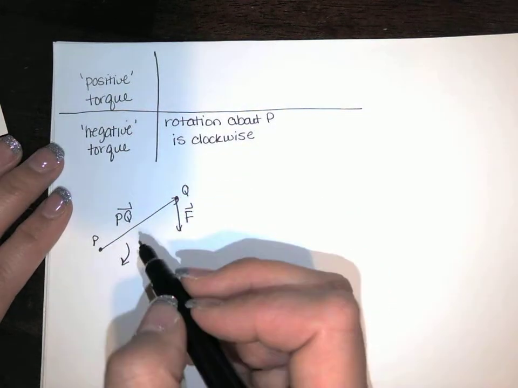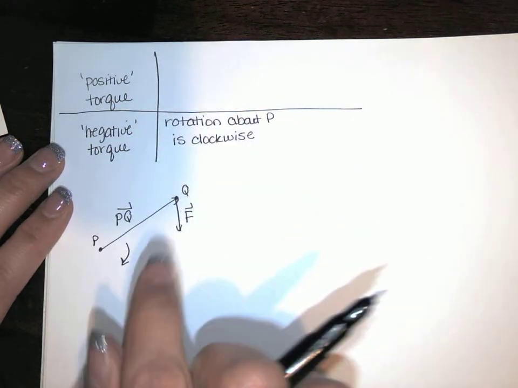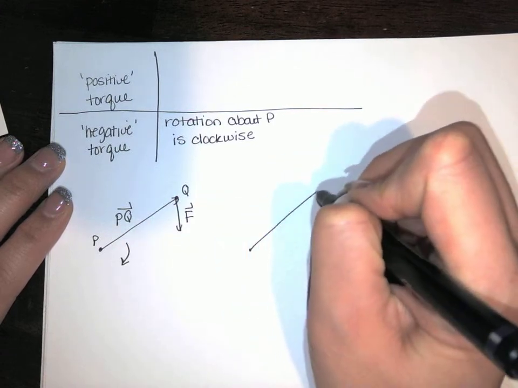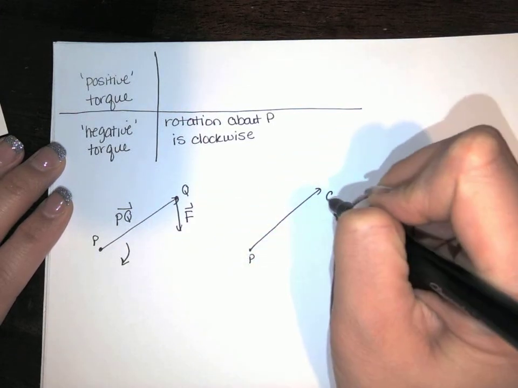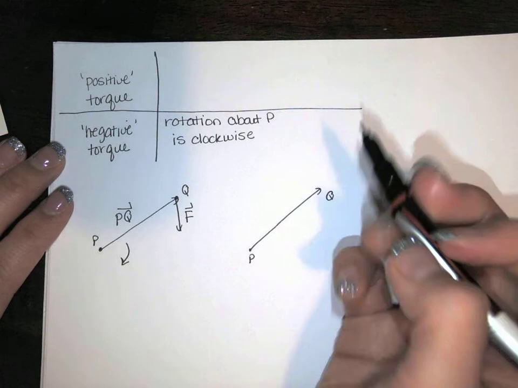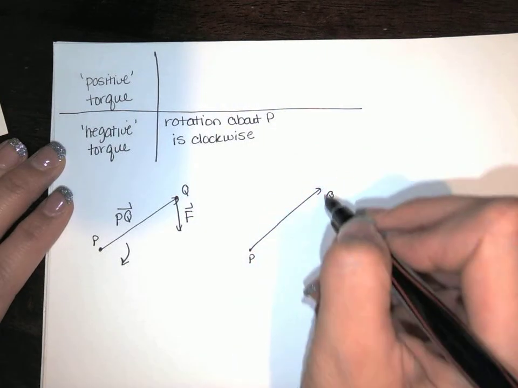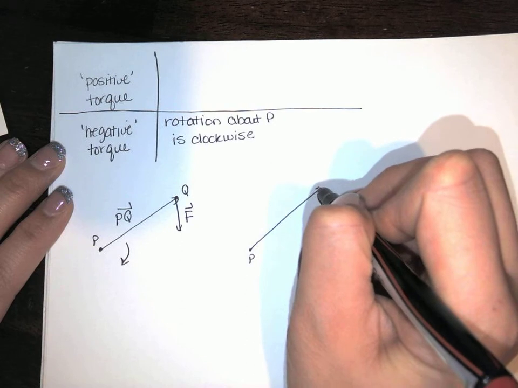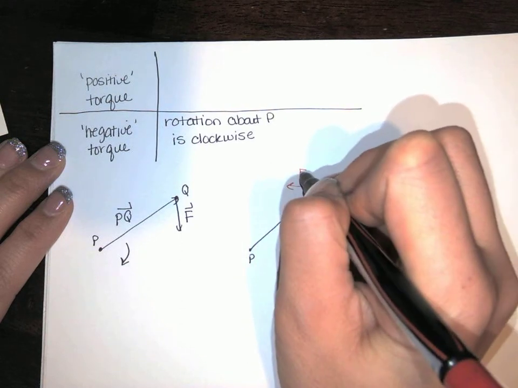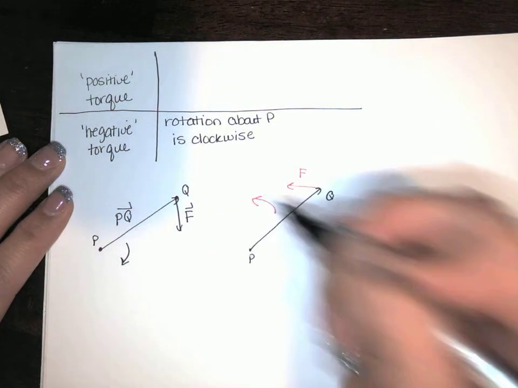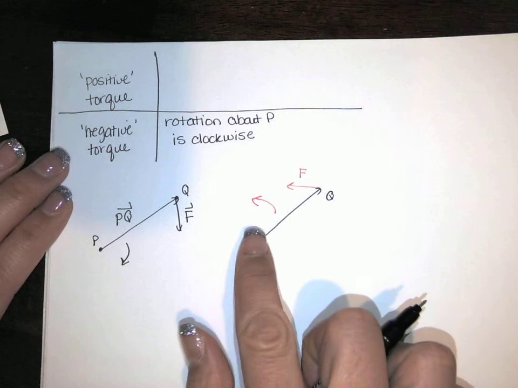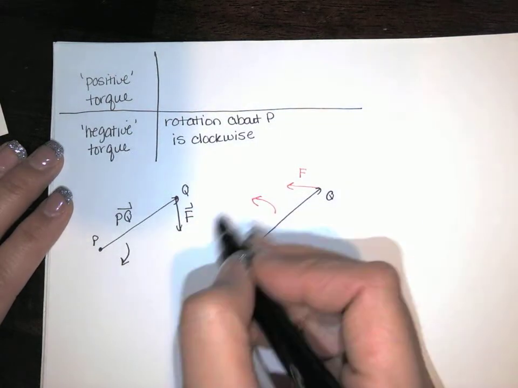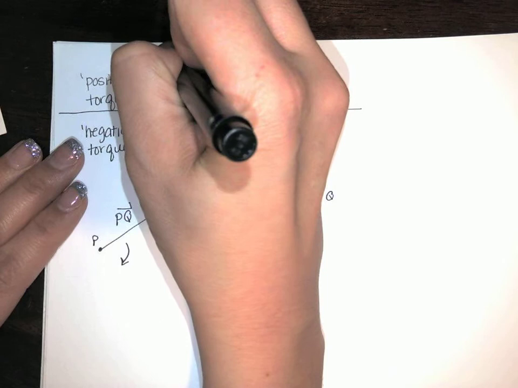And we're going to call the torque positive if the rotation about P, let's say this was P and this was Q, and we applied some force this way instead of applying a force that way, which would push us this way. Let's say we're applying some force this way instead. Well, that's going to pull us this way, isn't it? In that case, we're going to call the torque positive. So the rotation about P is going in the counterclockwise direction.